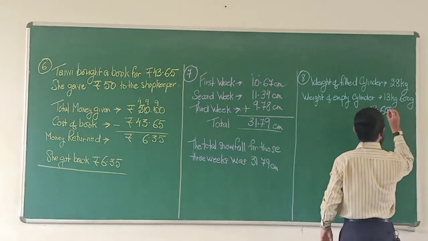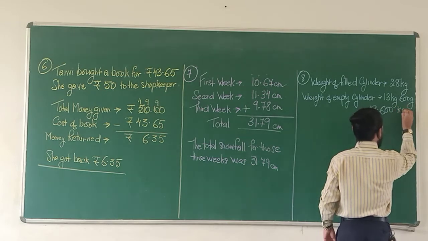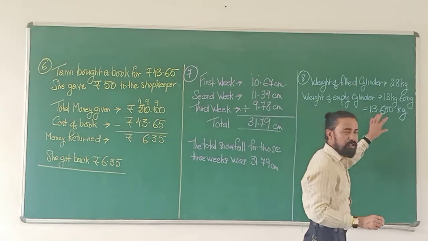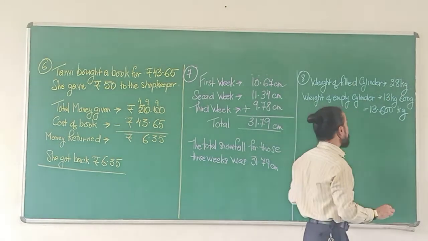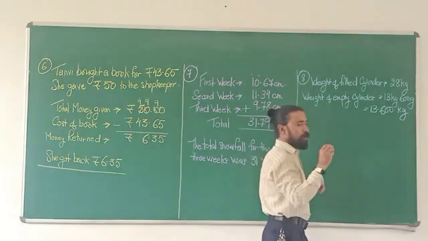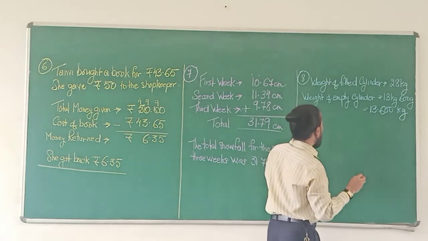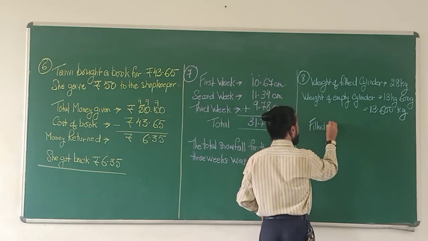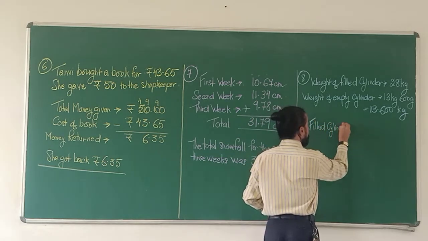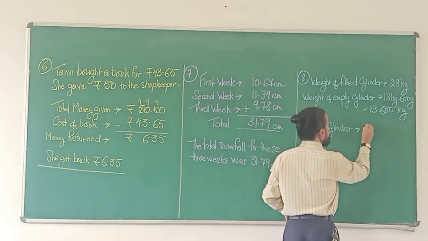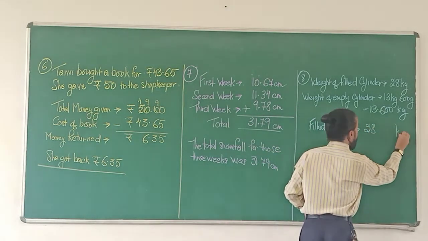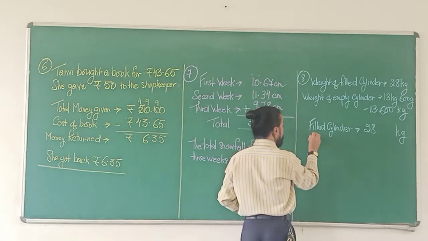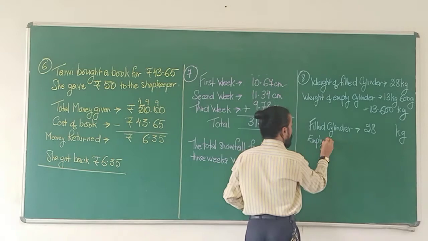So 13.600 kg. Kg why? Because it is the grams that makes the kgs. The kgs don't make grams. And that is 28 kgs. Now I find the weight of the gas in the cylinder. So from the filled cylinder, which is 28 kgs, I will take away the empty cylinder, the weight of the empty cylinder.